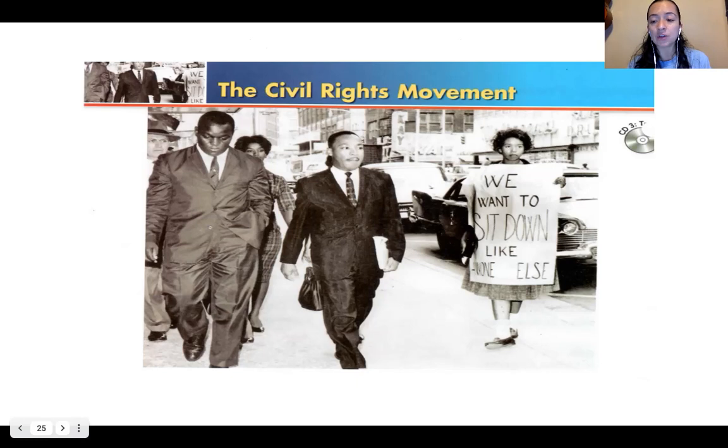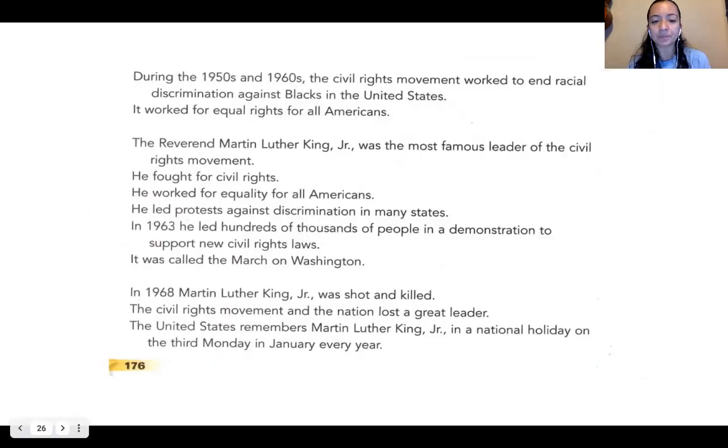Since we are talking about the history of the 1900s, we should definitely talk about the civil rights movement, since you are going to be asked about it in your interview. During the 1950s and 1960s, the civil rights movement worked to end racial discrimination against Blacks in the United States. It worked for equal rights for all Americans. The Reverend Martin Luther King Jr. was the most famous leader of the civil rights movement.